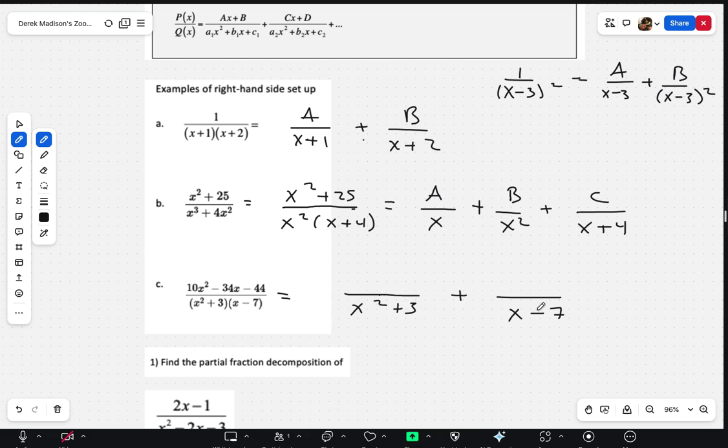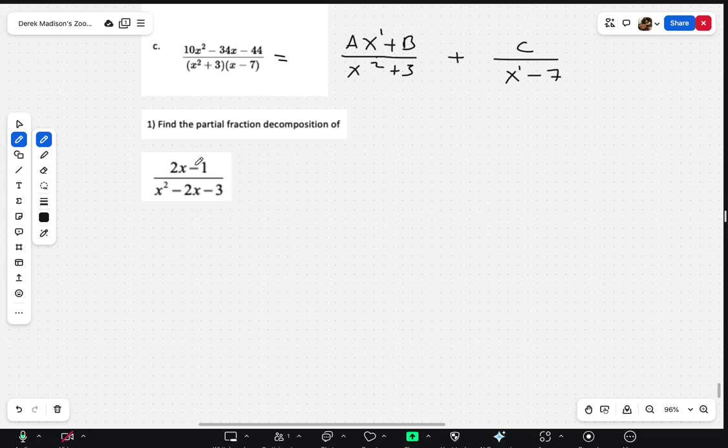So when it's a linear term, it gets a constant. When it's a quadratic term, it gets a linear term. So that would be ax plus b, which is what this one right up here is showing for the quadratics. And then this would just get a c. So squared gets x to the first, and a linear term gets a constant. So there's a little brief on how to set these up, and the ones that we're going to see are going to behave just like these.